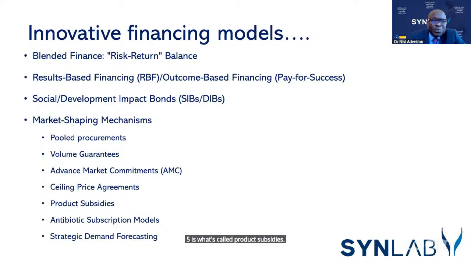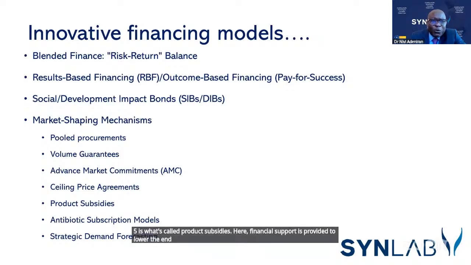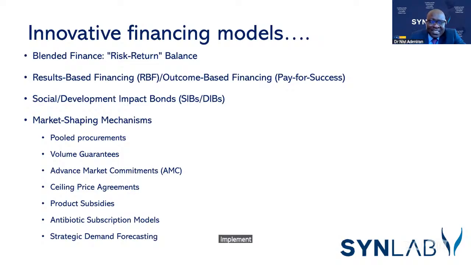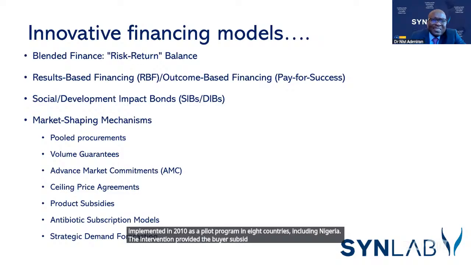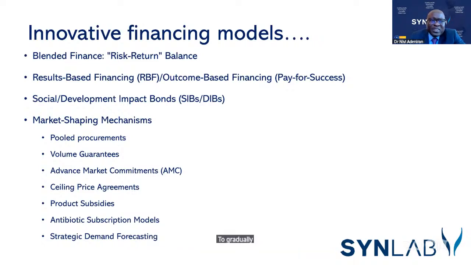Here, financial support is provided to lower the end-user price of a product, making it competitive with older or less effective alternatives. An example is the Affordable Medicine Facility for Malaria, which was implemented in 2010 as a pilot program in 8 countries, including Nigeria. The intervention provided a buyer subsidy for ACT, artemisinin-based anti-malaria treatment drugs. This lowered the price of high-quality malaria treatments to gradually phase out less effective anti-malaria monotherapy.